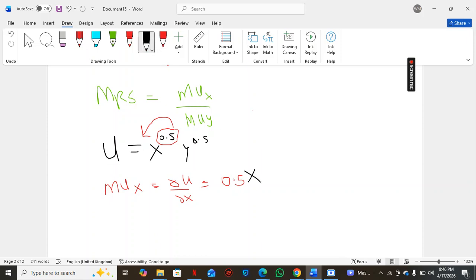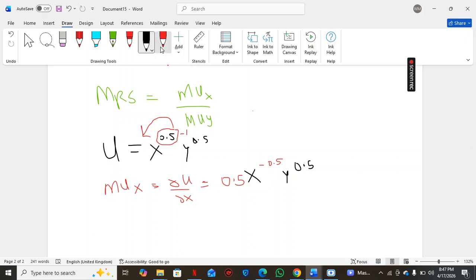x. Then remember, when we derive, colleagues, we subtract a 1 from the exponent. 0.5 minus 1, that is negative 0.5. Y to the power 0.5. Okay, that is the marginal utility of good X.